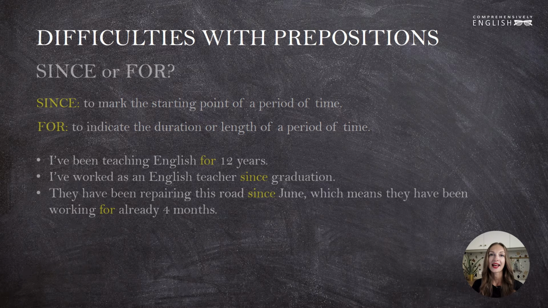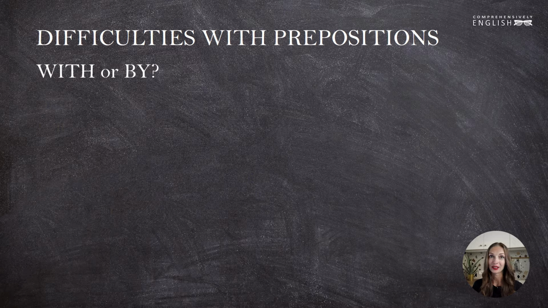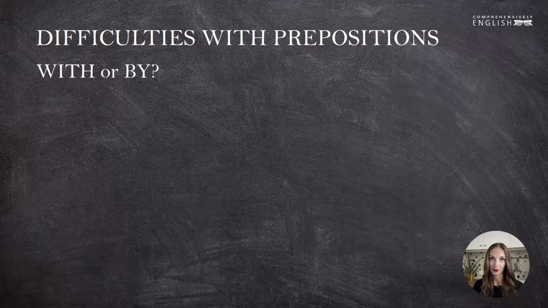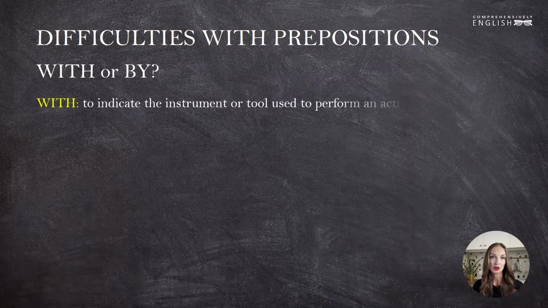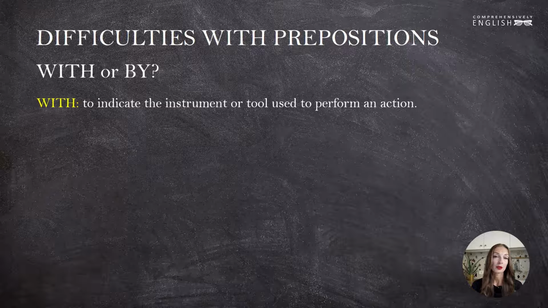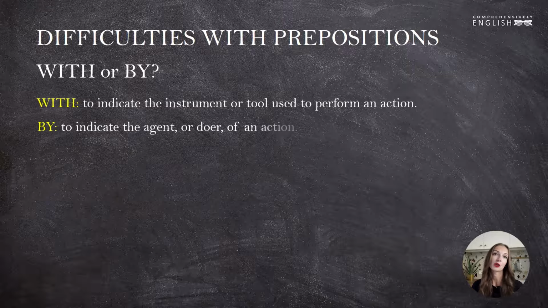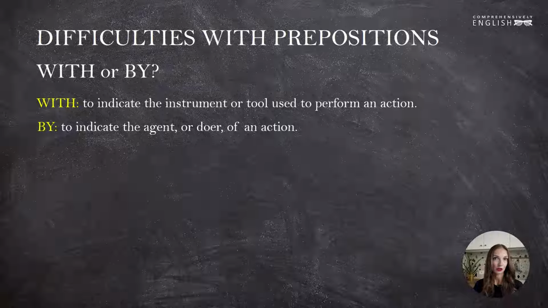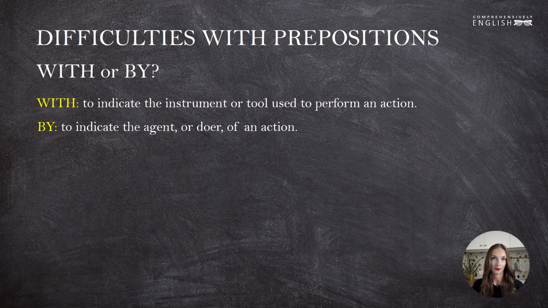And the last couple of prepositions that I would like to talk to you about is with and by. Though they are sometimes misused by English learners, the difference between these two is pretty easy to remember. With is used to introduce the instrument or tool which is used to perform an action, while by is used to indicate the agent of action or the doer of this action.